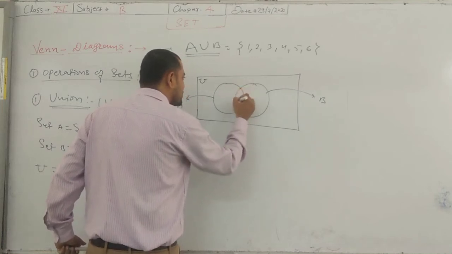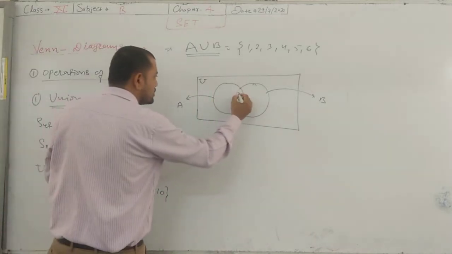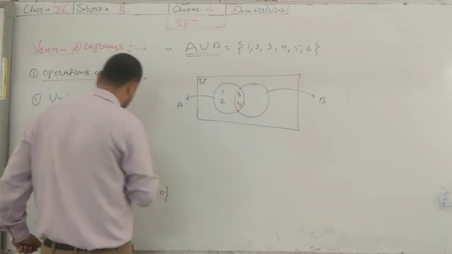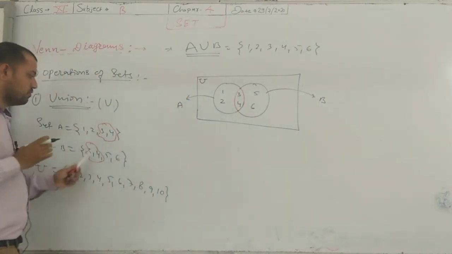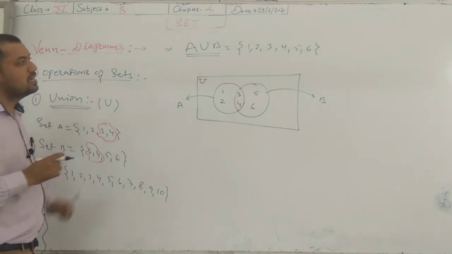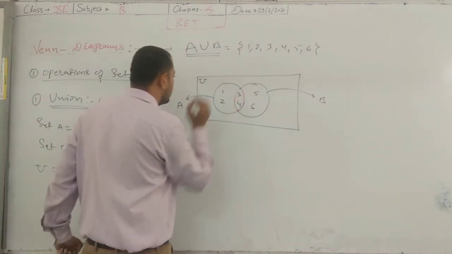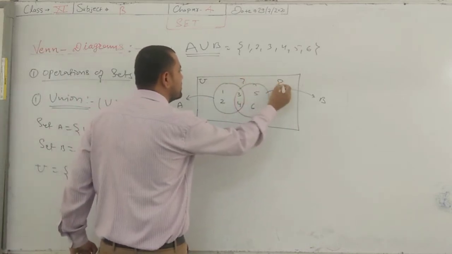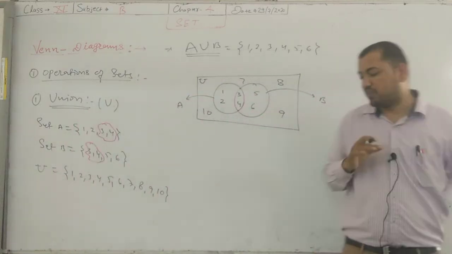It means that portion contains the common elements between A and B, that is the elements 3 and 4, because 3 and 4 are common between set A as well as set B. Then 1 and 2 are there, and after that 5 and 6 are there. That is the representation of union, how we combine these two sets. And the universal set contains the remaining elements, that is 7, 8, 9, 10. We randomly distribute 7, 8, 9, 10 in the rectangle box. That is the Venn diagram of a union.